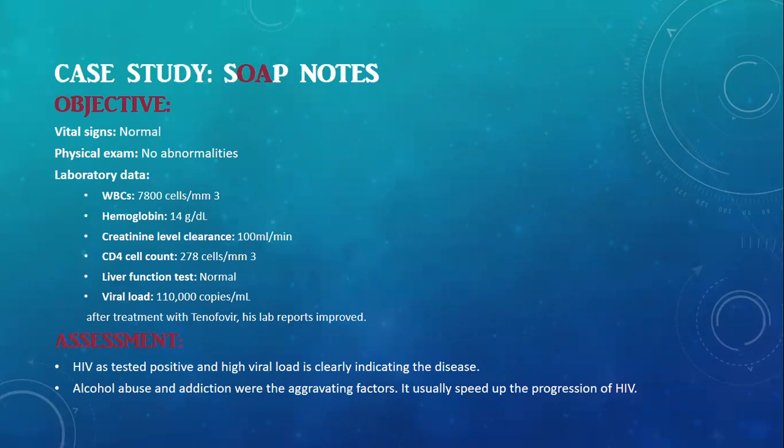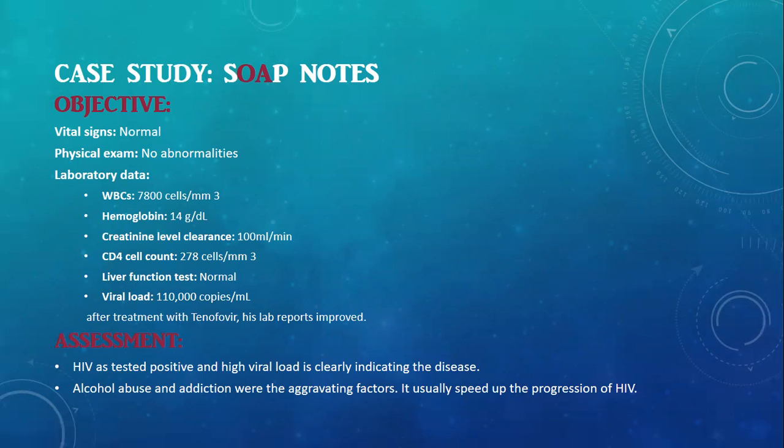Objective: the vital signs are normal. Physical examination shows no abnormalities. Lab reports must be monitored. WBC is 7800 cells per cubic millimeter, which is normal. Hemoglobin is 14 grams per deciliter. The Hb for a man is normally between 14 and 17 grams per deciliter, so that is also the normal range.